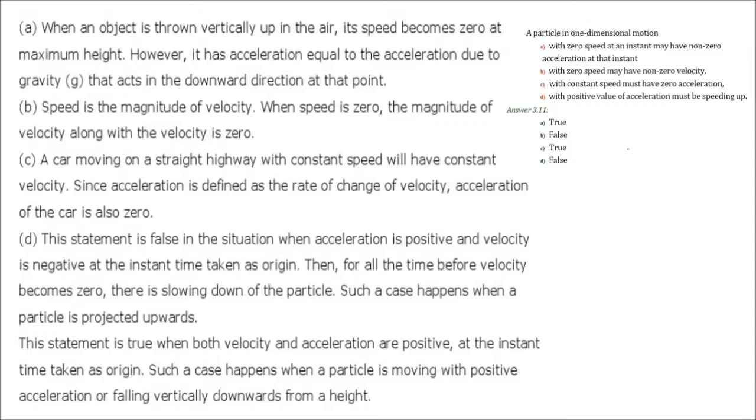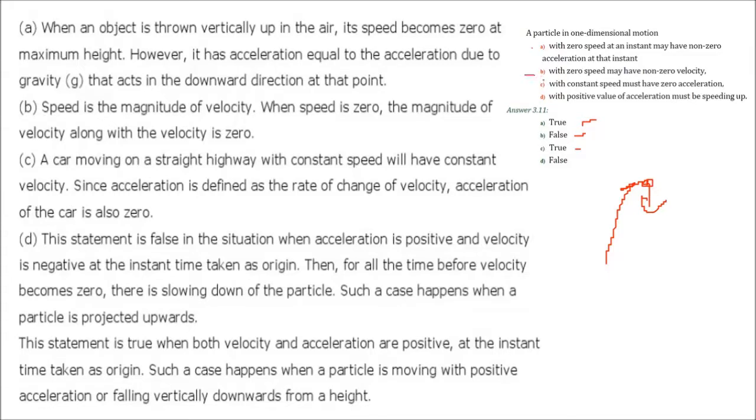So let us see how does it happen. True, false, true, false. First is: with zero speed at an instant may have non-zero acceleration at that instant. So when an object is thrown vertically up in the air, its speed becomes 0 at maximum height. But at this point also the acceleration is 9.8 due to gravity, which is acting in the downward direction. First one.